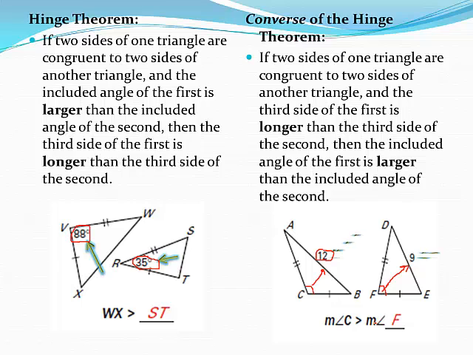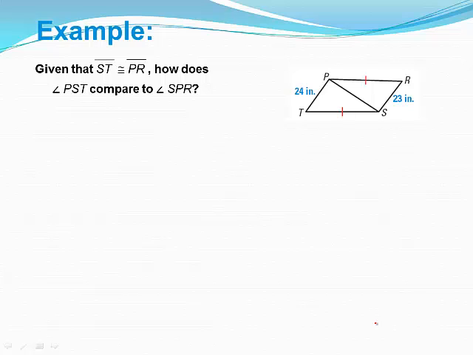So how is this applicable? Here we go. Given that we have ST is congruent to PR, how does angle PST compare to angle SPR? Well, the first thing that I notice I can do, and this is from a previous module, is label that this side here is congruent. So I'm looking at an angle here, and I'm looking at an angle here. Since we know that we have two congruent sides in these triangles, opposite this angle here is 23 inches, and opposite this angle here is going to be 24 inches.